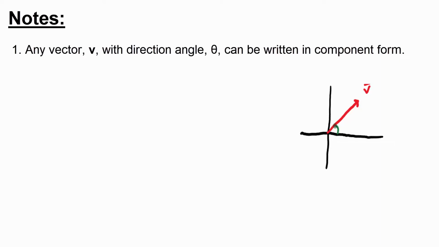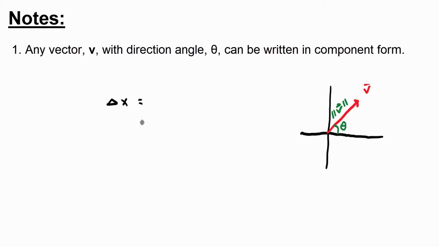You're told the direction angle is theta, and you're told the magnitude of the vector. What does magnitude mean? The length. So you're told that the magnitude is, generically, using the symbolism for magnitude, the double bars around v. What I'm about to present to you is a way, given the magnitude of v and the direction angle theta, to find the horizontal component and the vertical component.